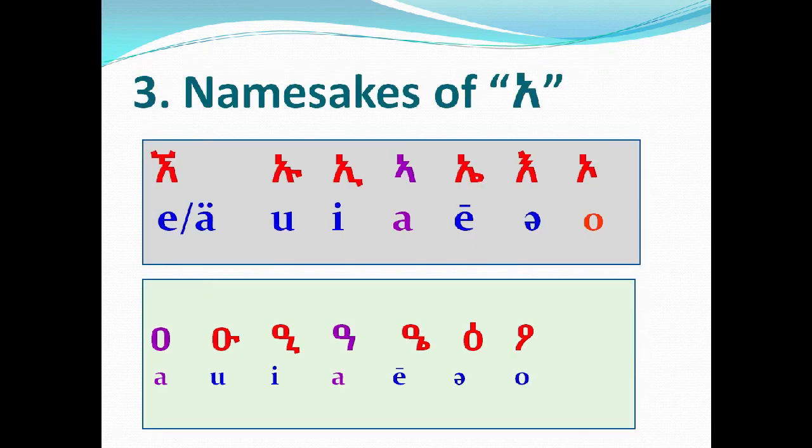And the third namesake is A, and A is the Amharic vowel. They have 2, and there are 2. And my friend is going to read for you again.